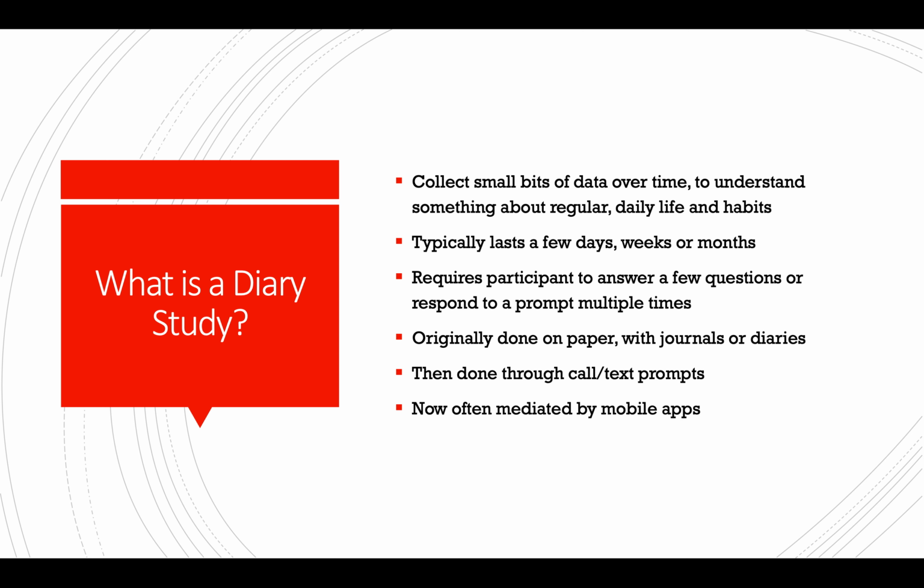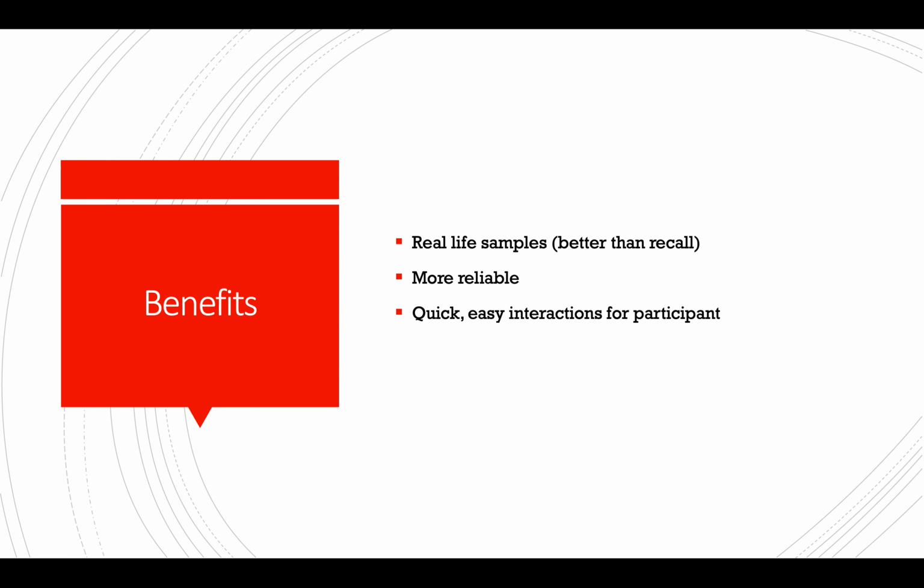This originally was done on paper with journals or diaries, which is why it's called a diary study. It then moved to being done through phone calls or text prompts. And now this type of study is often mediated by a mobile app that you download onto your smartphone. So this, like I said, gives you real life samples of real data, which is more reliable than asking participants to recall, well, what are the snacks you ate over the last 3 months? And it's great because these are quick, easy interactions for a participant if they're designed well.